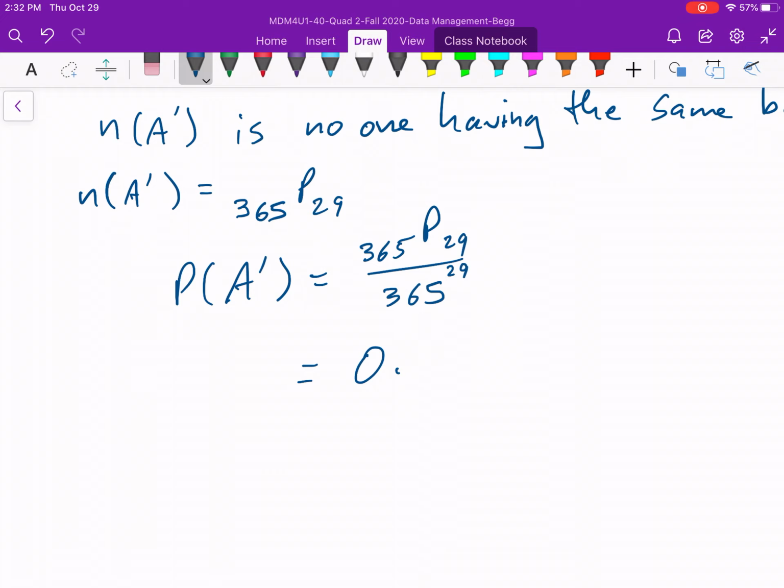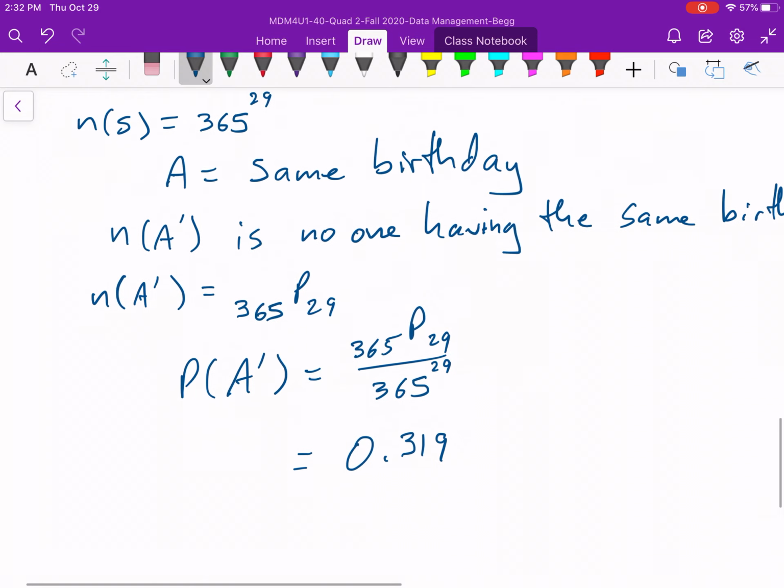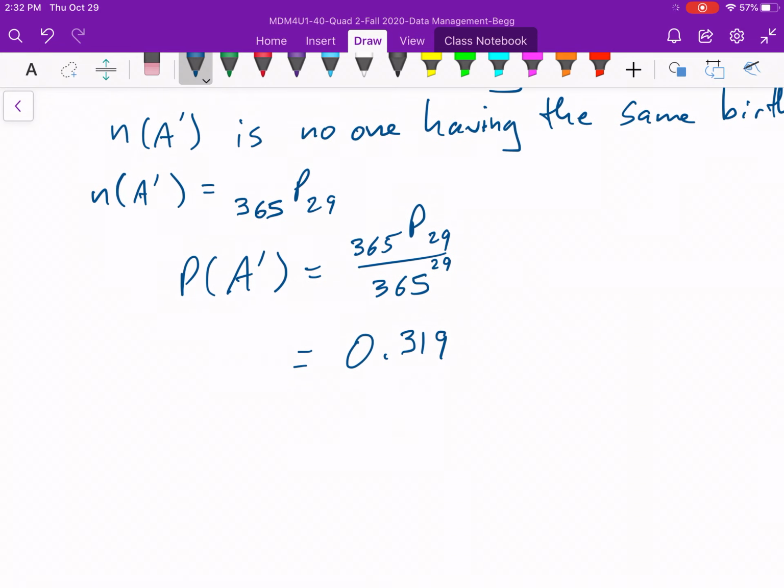Type that in your calculator. What you should get is 0.319. I'm sorry I can't do it with you. I know it works out. I've done this many times. I just don't have the actual calculator to show you right now. But assuming you type that in and you got 0.319, that means there's about a 32% chance of no one having the same birthday out of a room with 29 people in it.